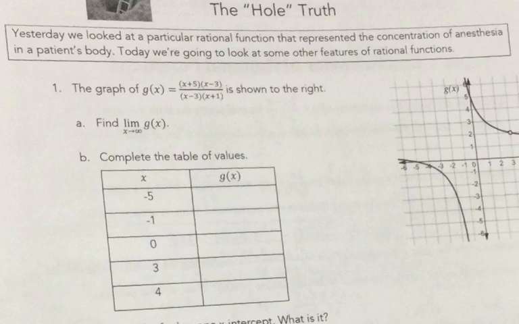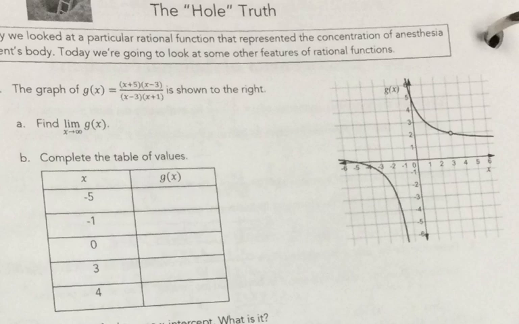So A, what's the limit as x approaches infinity of g of x? So as the x's get really, really big, what do you think the limit's going to be? 1. We're approaching 1. Okay, it says complete the table of values. So what we want to do there is let's put this function in our graphing calculator. That will be a great way to find the table of values.